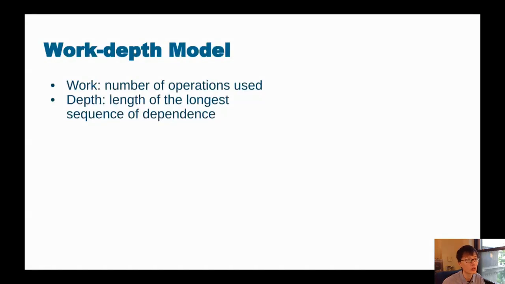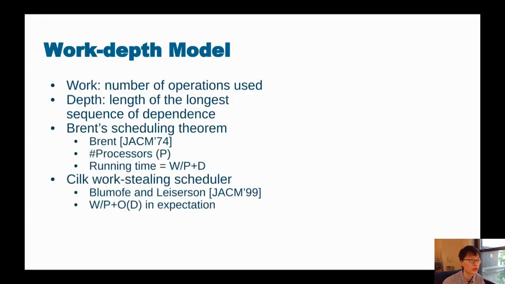Let me first introduce the theoretical model that we use. We use the work-depth model for parallel algorithms. Work is defined as the number of operations used in a parallel algorithm, and depth refers to the length of the longest sequence of dependences in the parallel algorithm. Given work and depth, we use a randomized work-stealing scheduler with P processors to make sure the running time of the parallel algorithm is the work divided by the number of processors plus the depth. So the goal here is to minimize both the work and the depth.